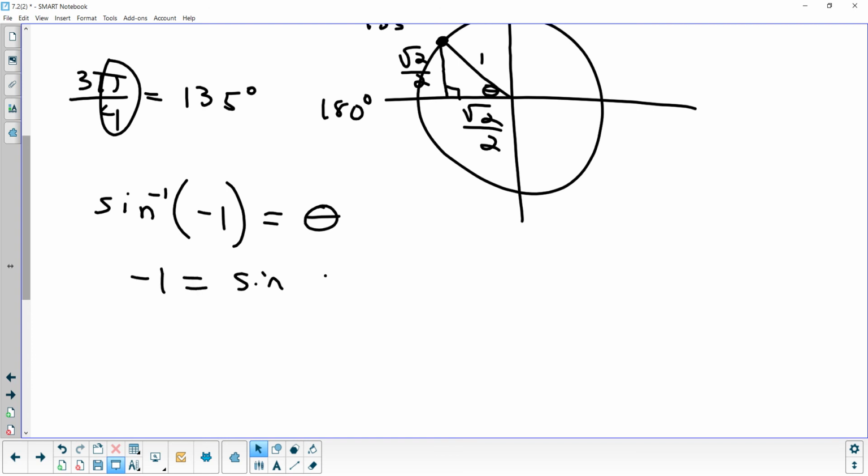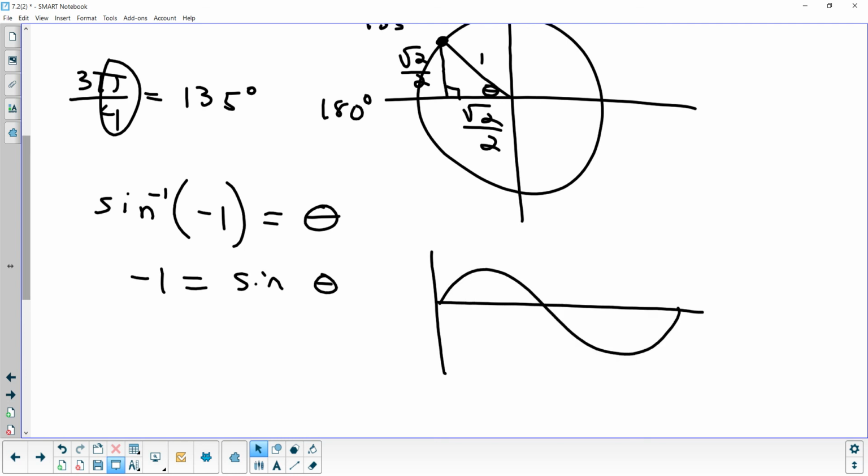So what I'm asking you, if you want to think of it this way, is what angle can you take the sine of? And the answer comes out to negative 1. Well, we know negative 1 is the low point in the cycle. So think of what the graph of sine looks like. Pi. 1, negative 1.